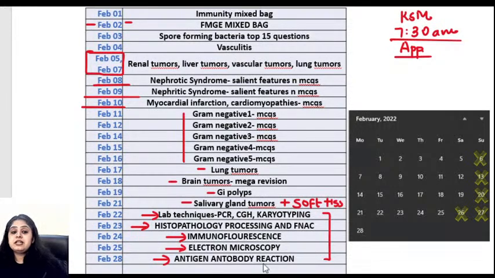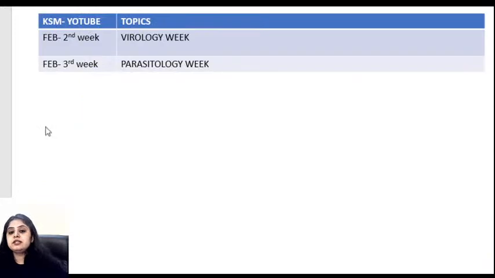Now, what has not been covered in this? There are 2 to 3 things that have not been covered under it, that is virology and parasitology. So talking about parasitology, and the third thing happens to be hematology, right? So these are the things that you would want to ask me, how will they be covered?